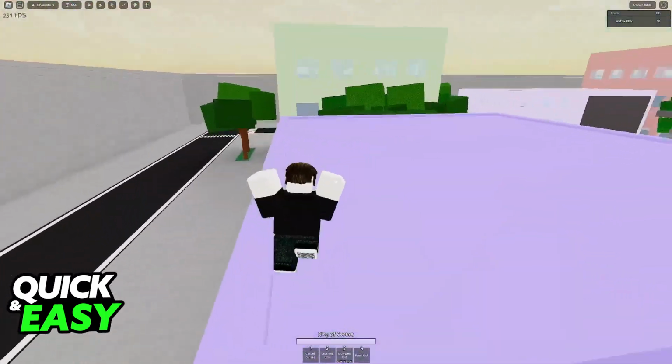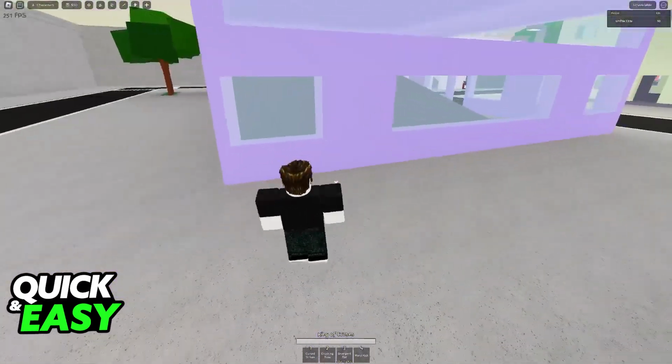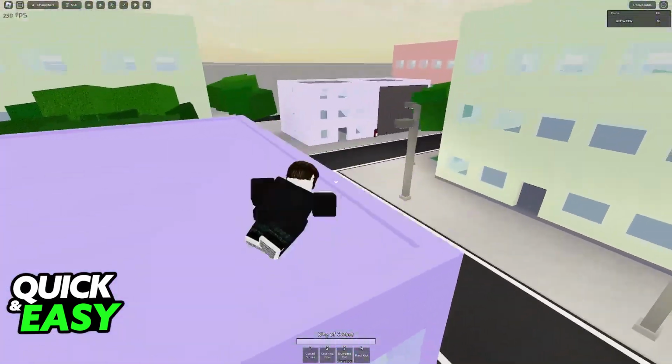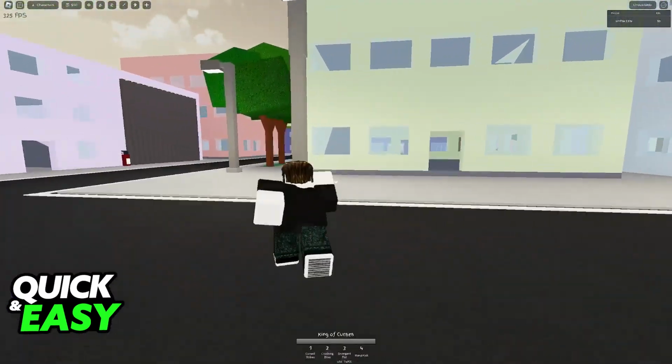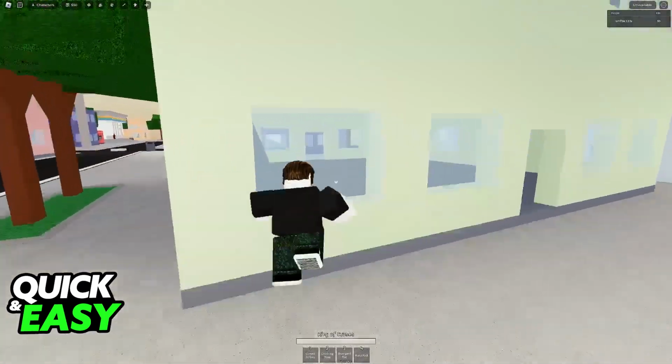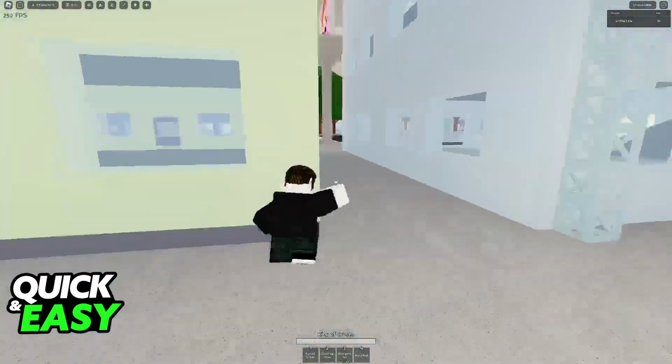Sometimes you will only go up, sometimes you will only go forward, but as you saw in that example there, I was able to get both. And if you are able to practice this angle, you will be able to gain a lot of height and a lot of distance in no time like this.